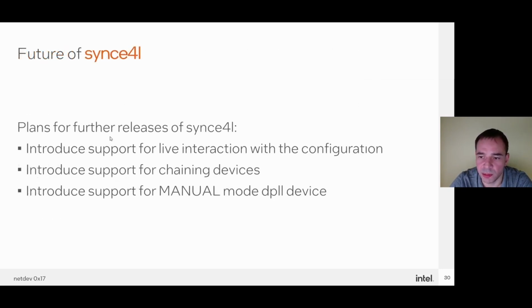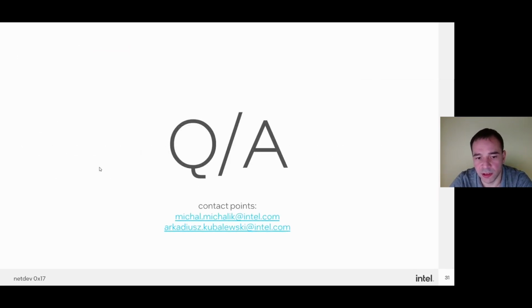As for further development plans, we need to introduce the ability to change configuration on SyncE-forl at runtime, as this is required, for example, in automation of changing the quality level of the input signal provided to the SMA source. Introduce the ability to change multiple DPLL devices in one system, as well as support for DPLL working in manual mode. And hopefully we still have a few minutes for some questions.